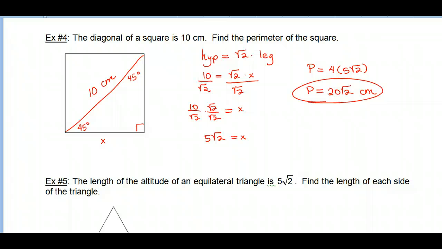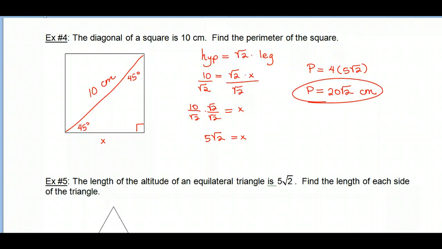This one is a little... Oh, I got it. I get it, but I didn't get it. This is awful. I didn't make it like with the X and everything. All I did was 10 over root 2.